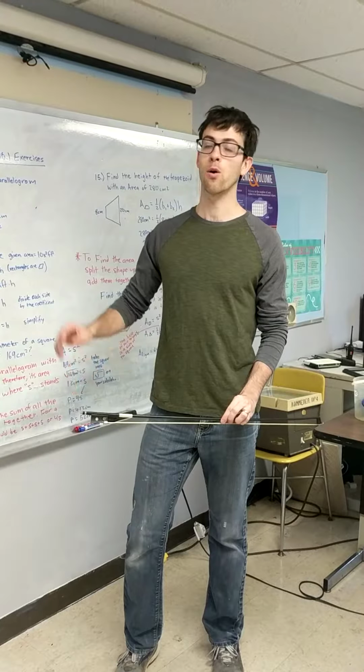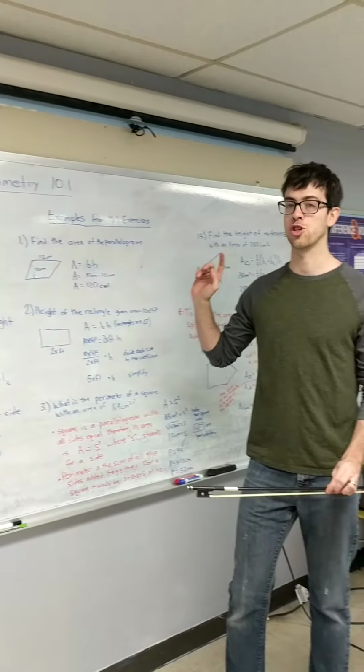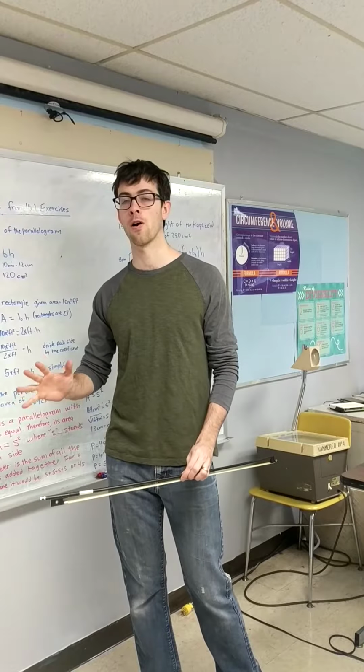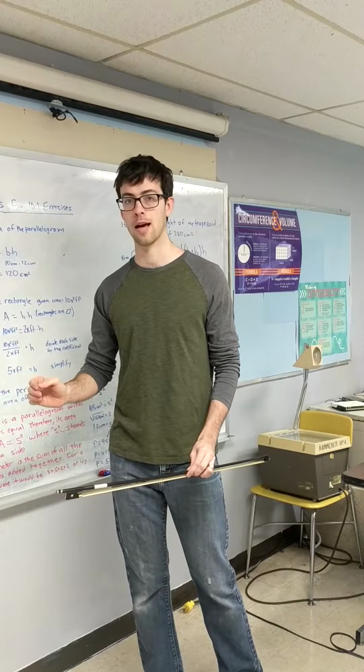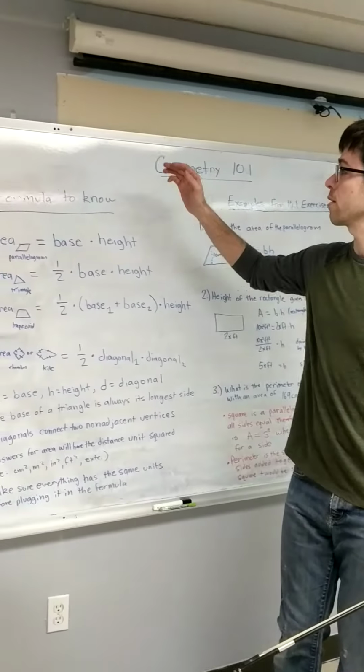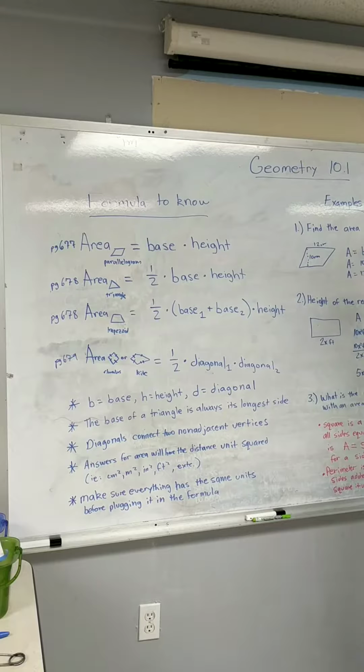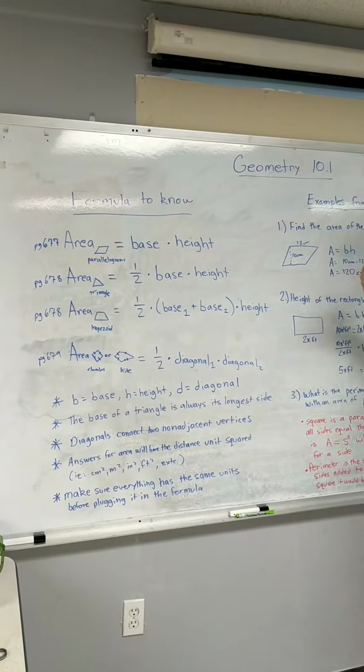Today we're going to be going over section 10.1 for geometry. In this section we're going to learn about areas of shapes that we've already dealt with in the class before. This over here is the formulas to know. I would start writing your own formula sheet. Refer to it whenever you're working on your homework.